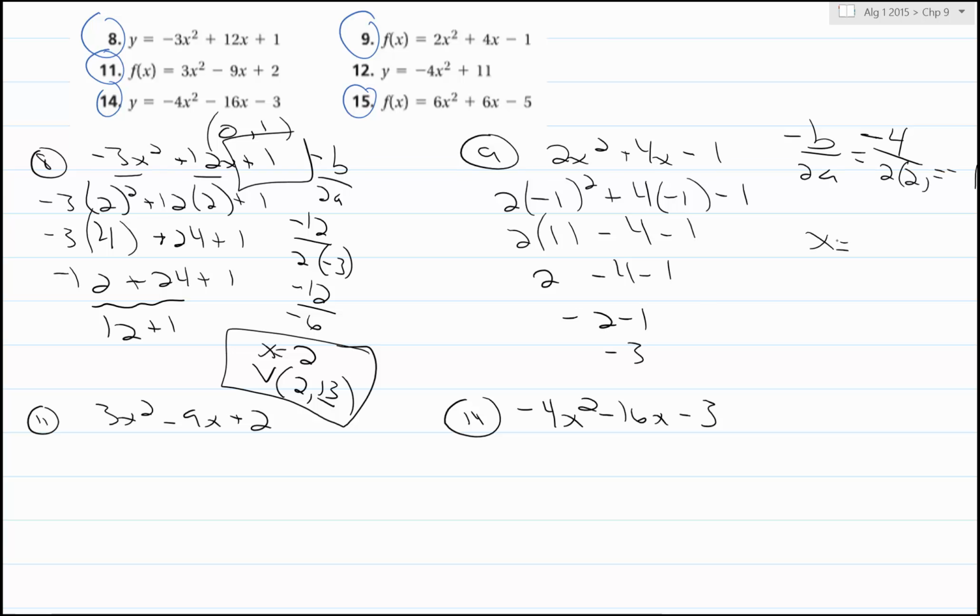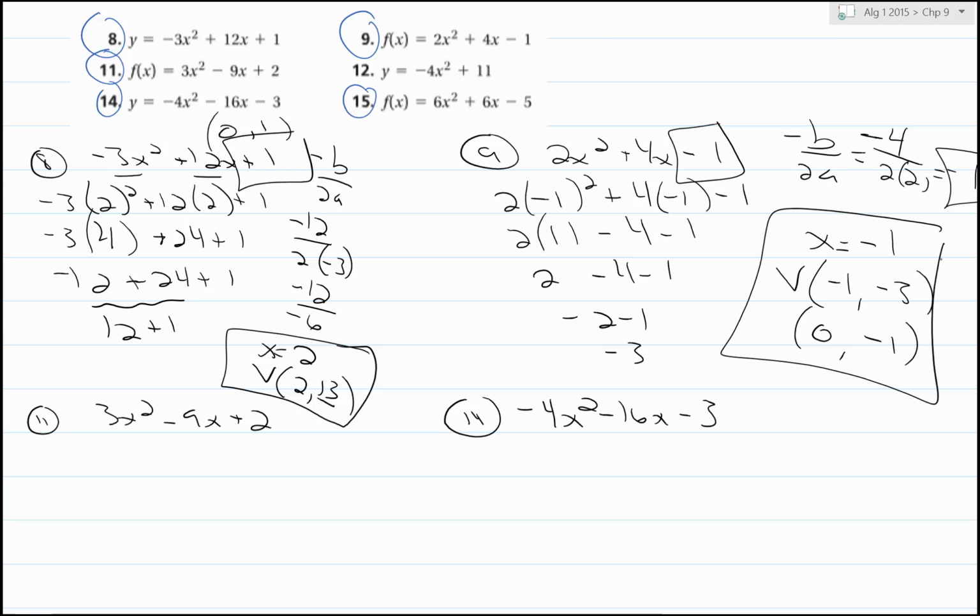So let's get caught up on the required information here. X came out to be negative 1. So the vertex was negative 1. We plugged it in and we got negative 3. And if we wanted another point, I would use 0 along with negative 1 from the equation, the c value.